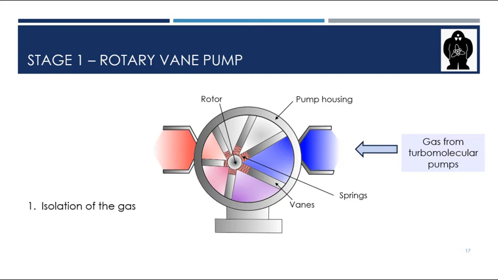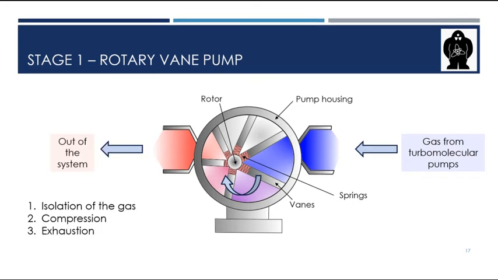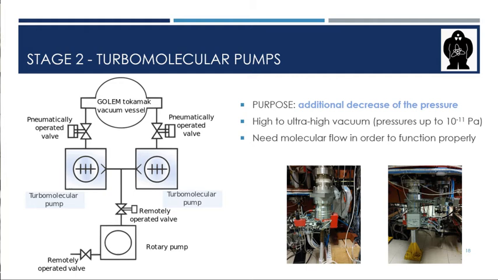The gas enters the pump from the right side. It is divided into the smaller spaces between the rotating vanes. As they move, the space is getting smaller, thus the gas is being compressed. When compressed gas arrives to the left side, it leaves the pump through the exhaustion port. From there, the gas is exhausted out of the vacuum system. We are currently in the room below the tokamak, where the rotary vane pump is.